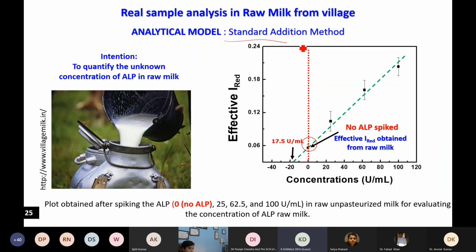So we moved on to the standard addition method. This is one more method. It's a more complex method, but simply, you can understand this is raw milk basically. You can know the concentration of ALP in the raw milk by using this particular method. So we have done it and found it is 17.5 units per ml. That is one of the important findings.